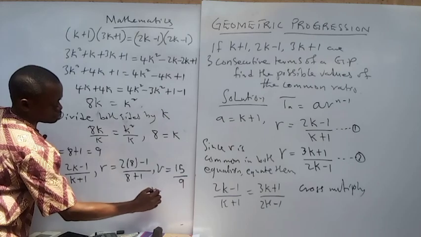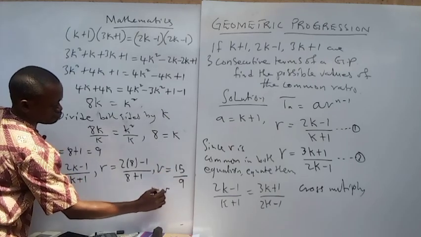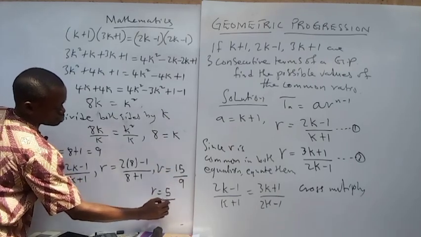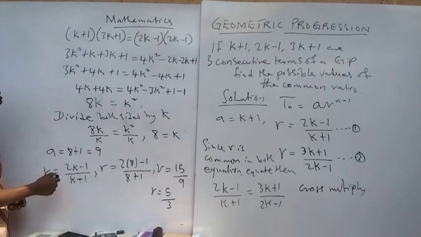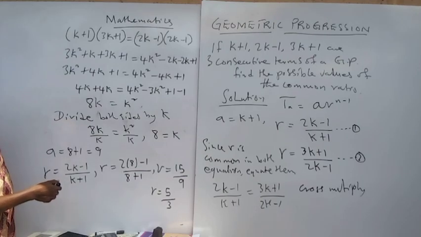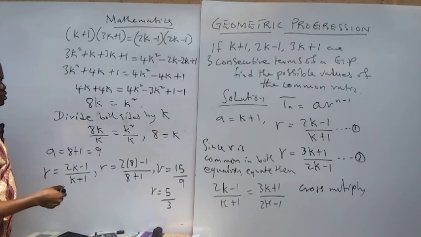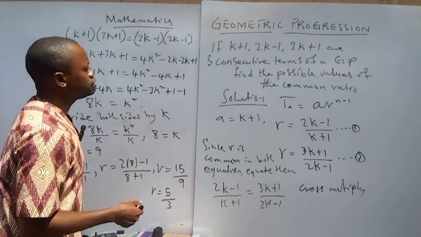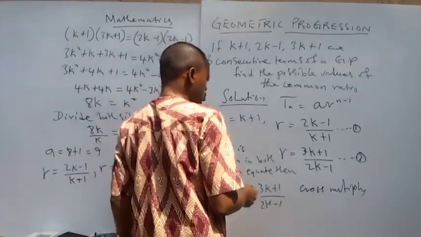So R is equals to 3 here, 5, and 3 here is 3. So the common ratio is 5 over 3. The common ratio is 5 over 3. Find the possible values of the common ratio.